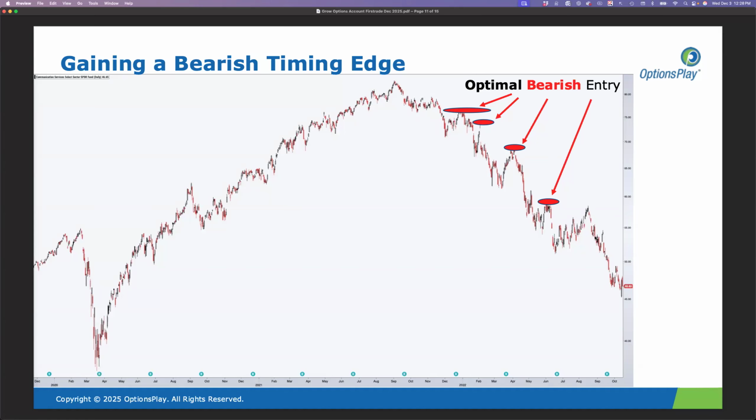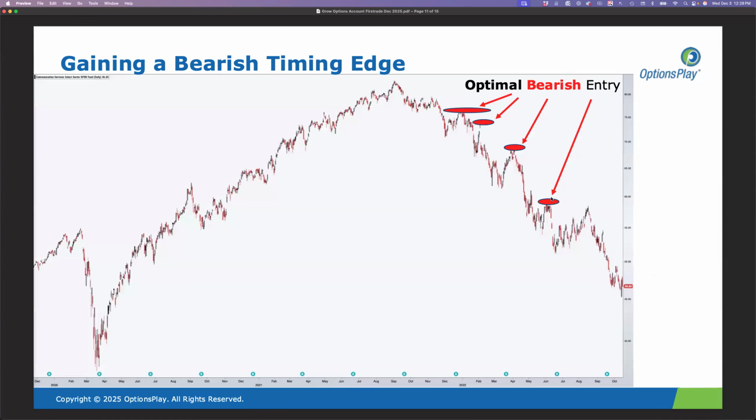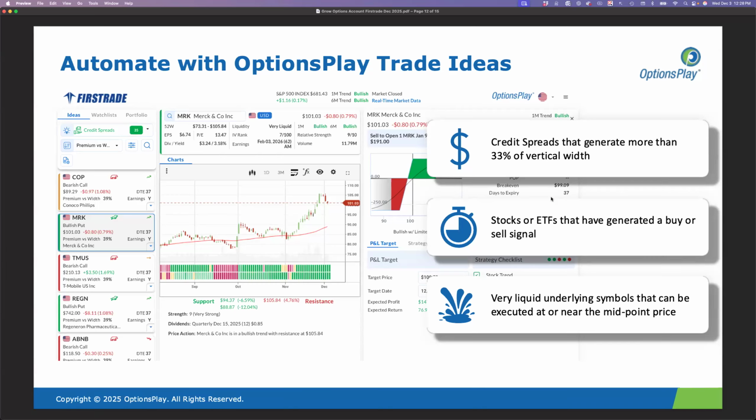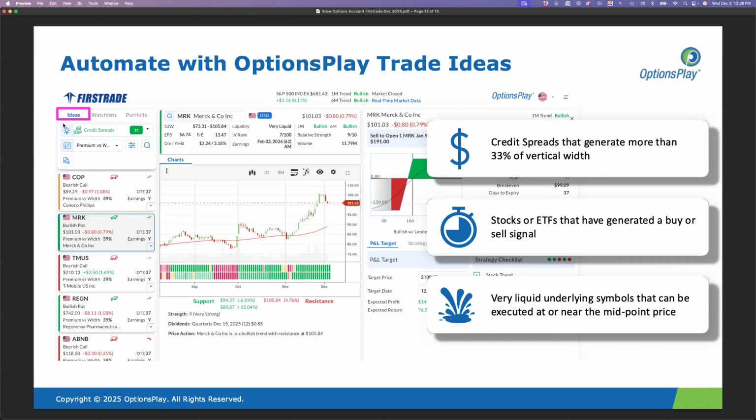Let's actually jump into that, right? Because I've taught you all these different things of what to look for. The question is, how do you actually find it? Well, that's when we built this directly into the tools that you have available to you here at First Trade, which is the OptionsPlay Trade Ideas section. Under the ideas section, there is a specific category of ideas called credit spreads.